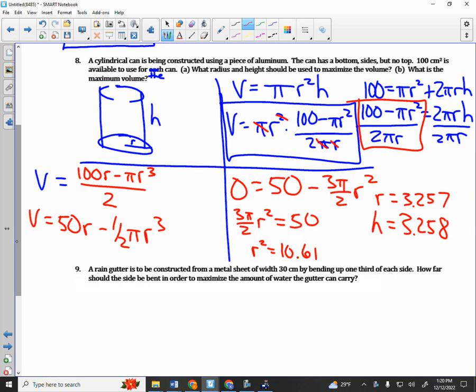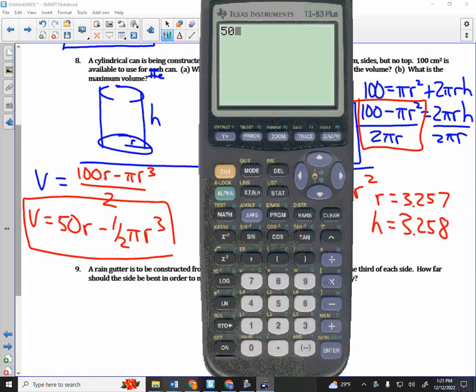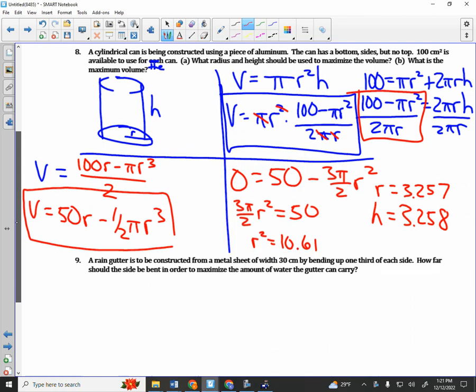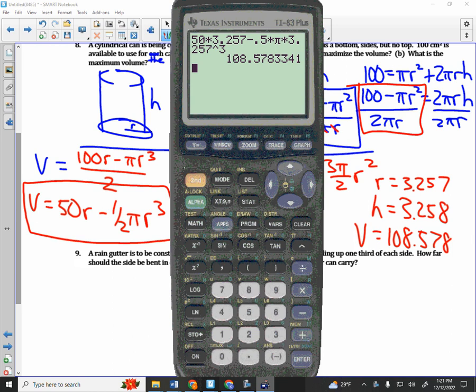Volume is right here, isn't it? So I could take 3.257 and plug it in for that. I think if we didn't round, they would be identical. There you have it.